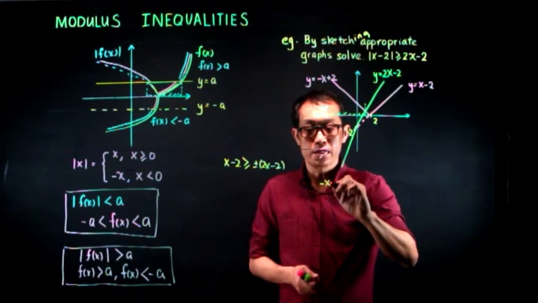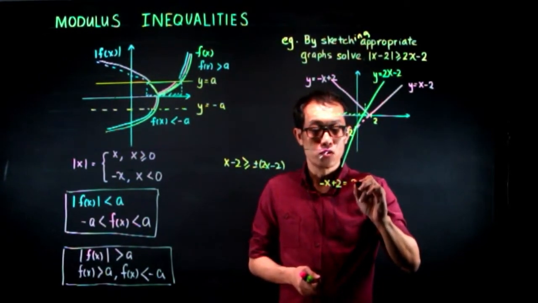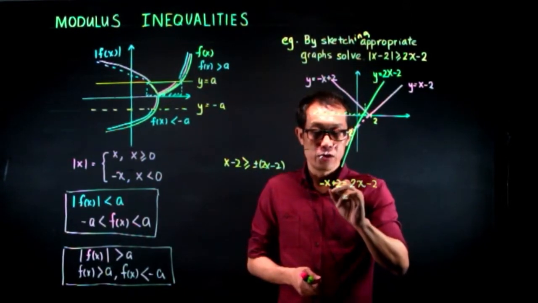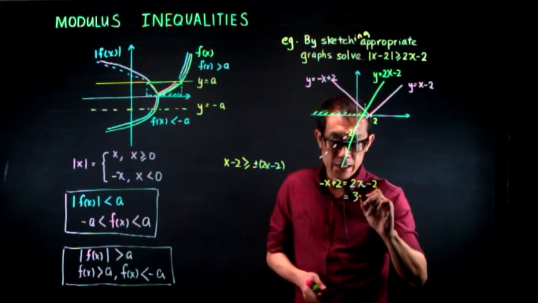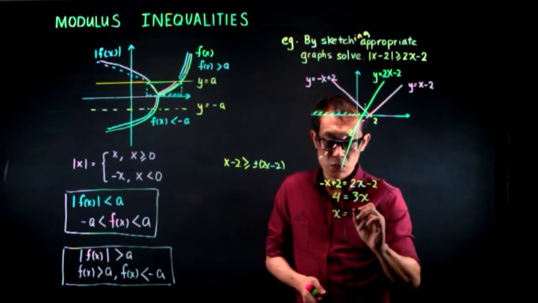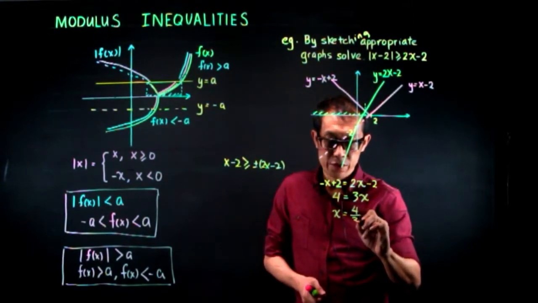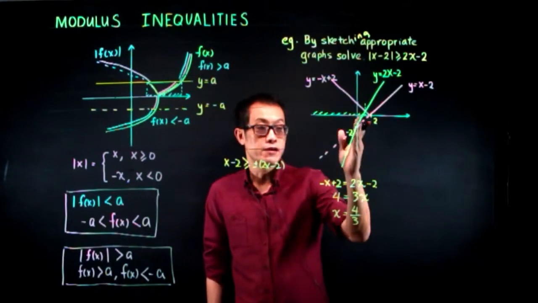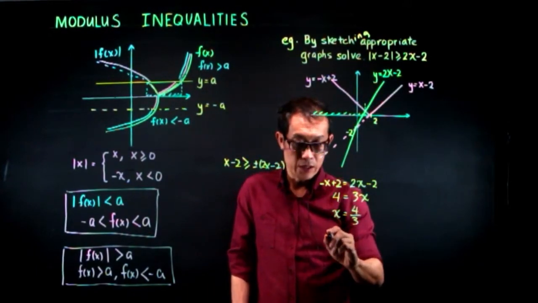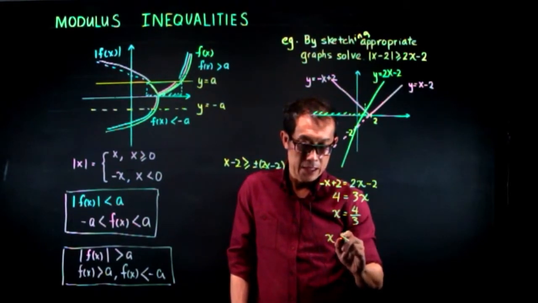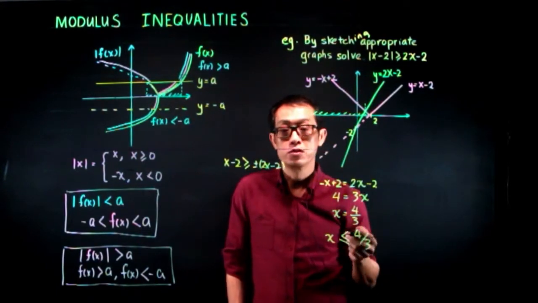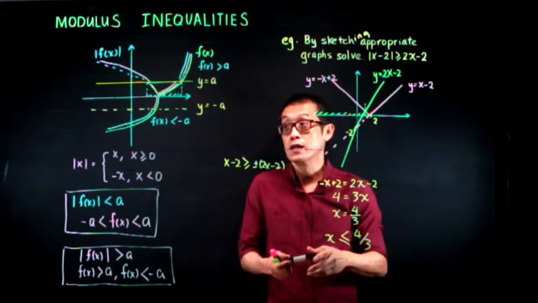So you have minus x plus 2 equals 2x minus 2. Then you bring your x over, you have 3x equals 4, and x equals 4 over 3. Now you want the value of x to be less than 4 over 3. You have an equal sign here as well. So x will be less than or equal to 4 over 3. So this is your answer to this inequality.